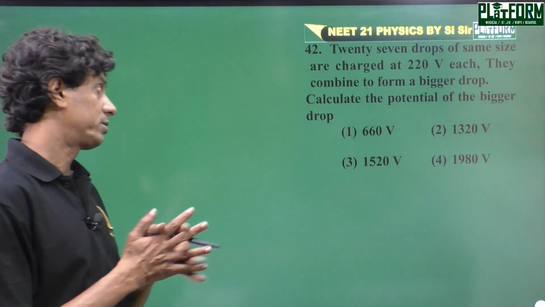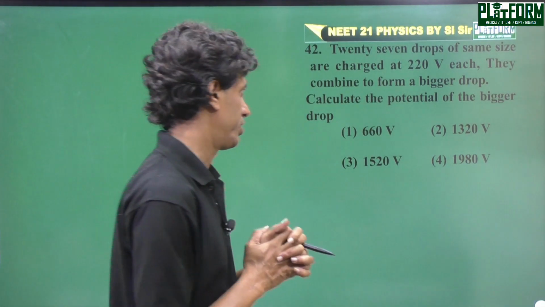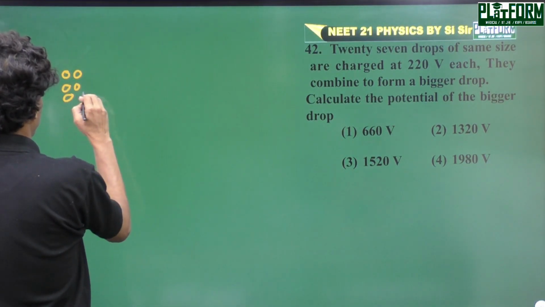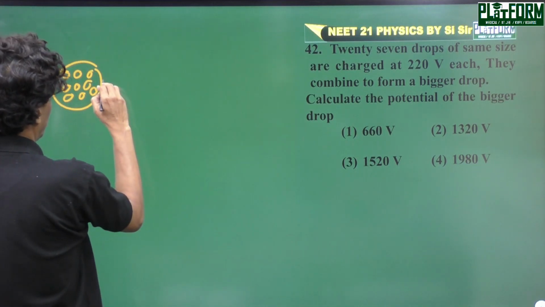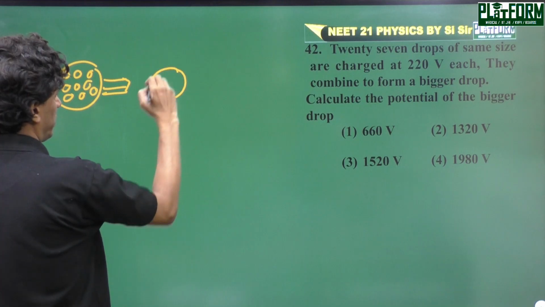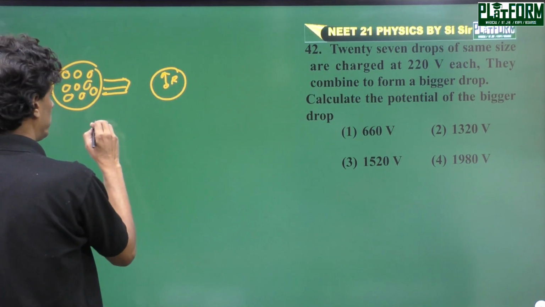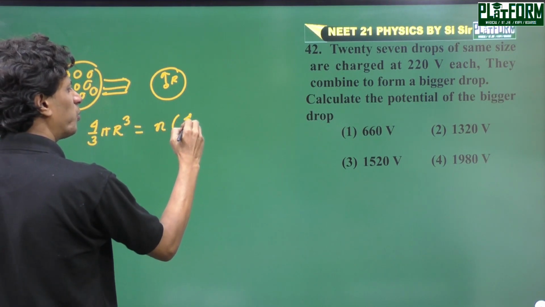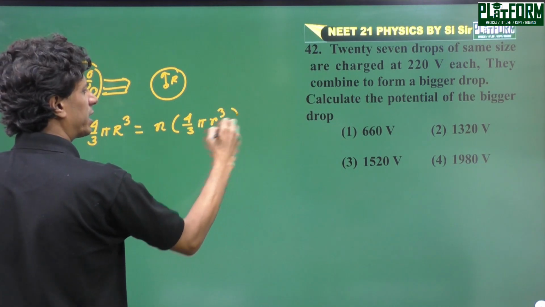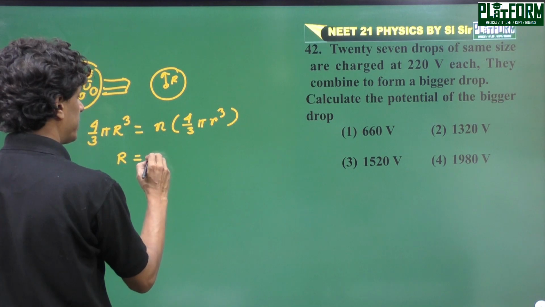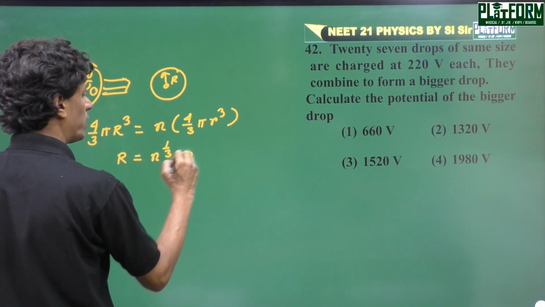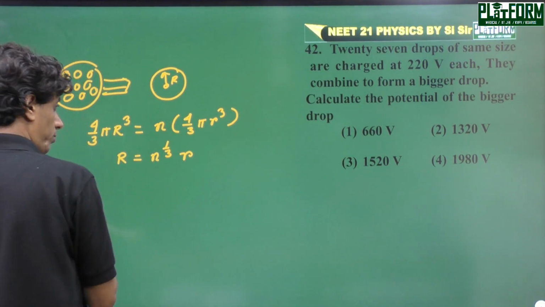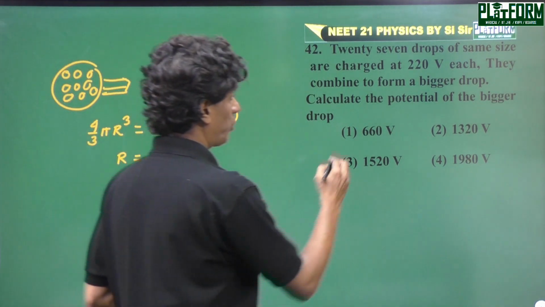27 drops of the same size are charged at 220 volt each. They are combined to form a bigger drop. So many small drops combined to form a big drop. You know, 4 by 3 pi r cube equal to n into 4 by 3 pi r cube. So therefore the radius is n to the power 1/3 into r. And we have to calculate the potential of the bigger drop.